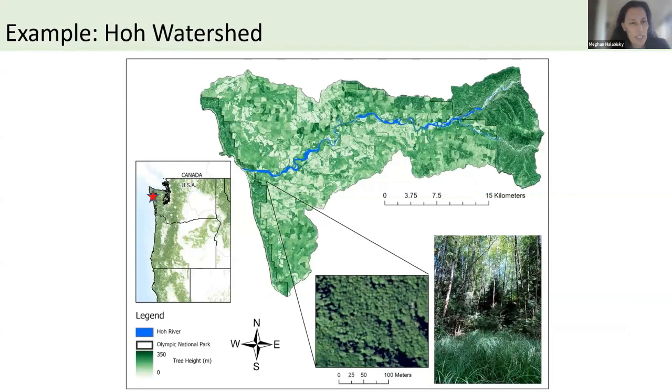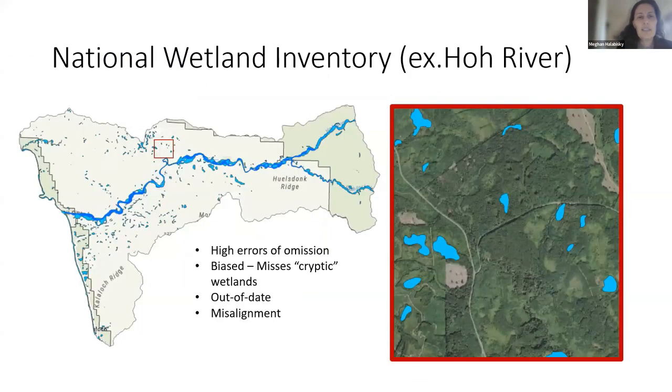So just quickly, this is what it looks like for the whole watershed. This is the example I showed earlier. The National Wetland Inventory, as you can see, is really binary. We see these polygons of wetlands, but it's missing a lot of these cryptic, more hidden wetlands.